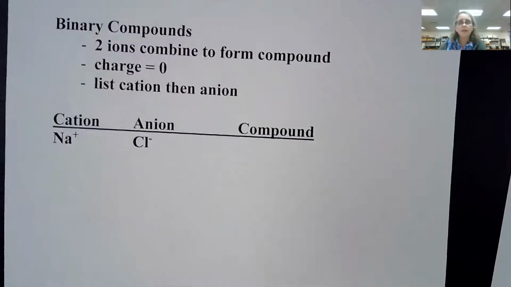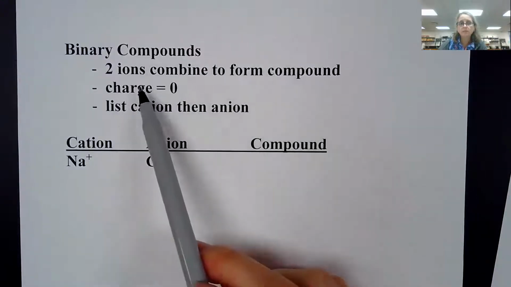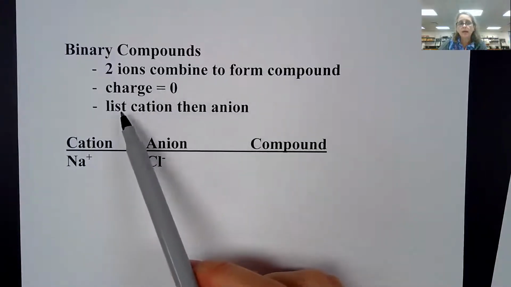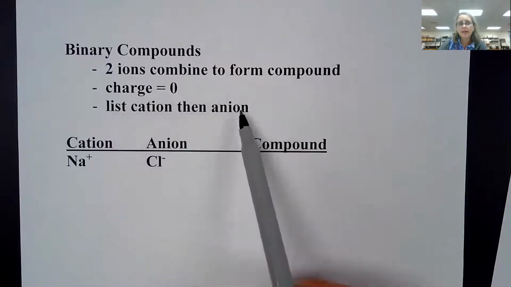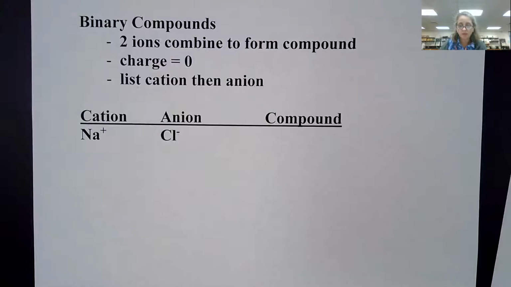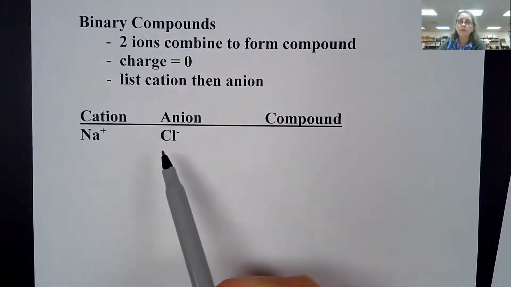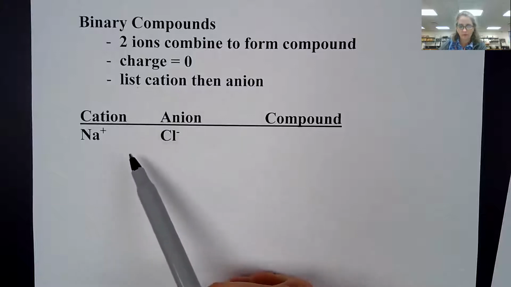So binary compounds: two ions combine to form a compound. The charges need to equal 0, and we are always going to list the cation and then the anion. And as I do these lectures, please note that you could always stop the lecture and pause if you need to copy down some information. These videos are going to go relatively quickly.